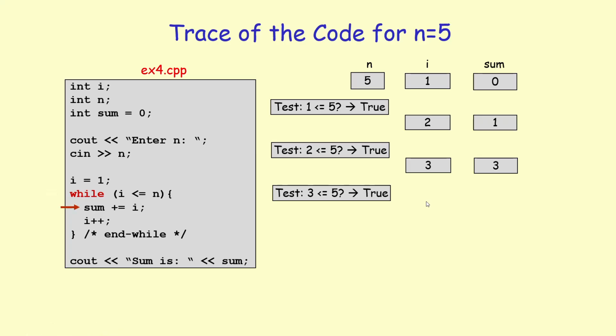Yes. So we get in. We can add 3 plus 3, which is 6. So again, 6 is the summation of the numbers from 1 to 3. So 1 plus 2 plus 3. Increment the loop counter variable, which becomes 4. Go back to the beginning of the while loop.